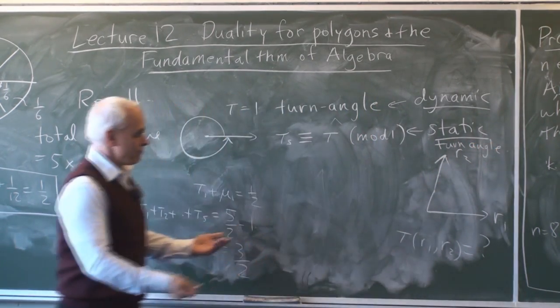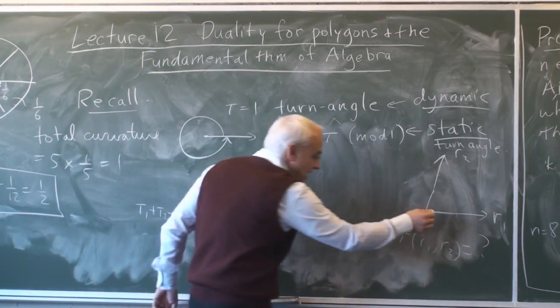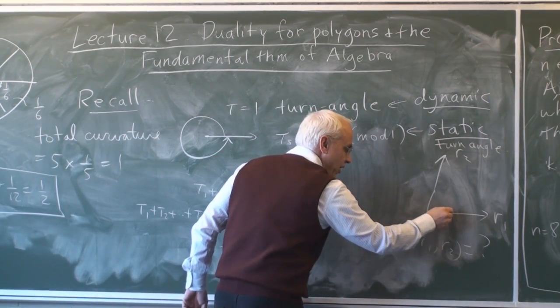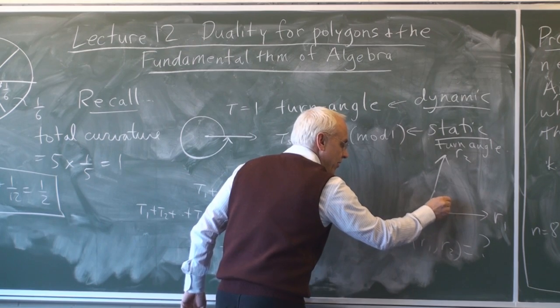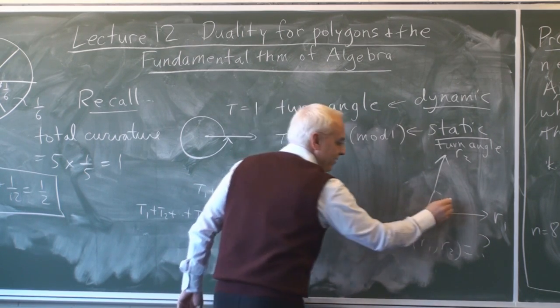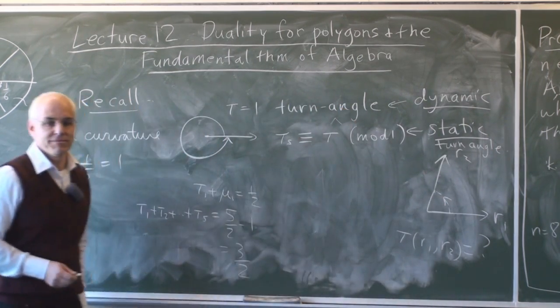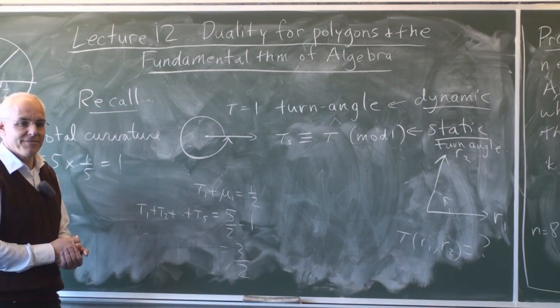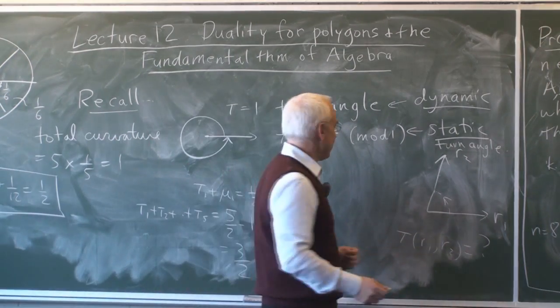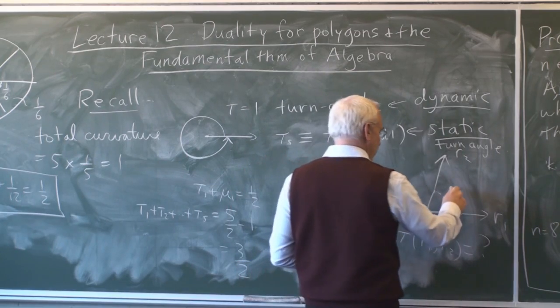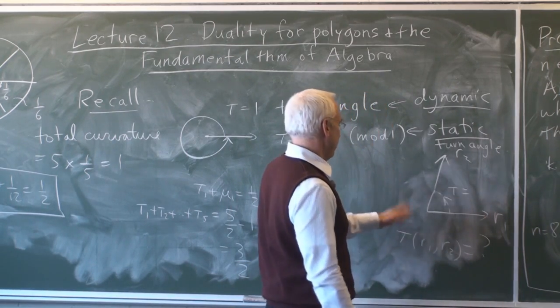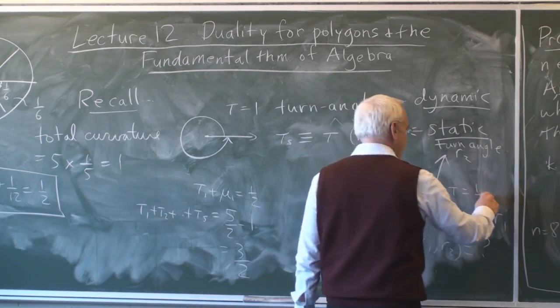And how might we represent that? Well, to distinguish it from the turn angle, instead of drawing a solid arc, we could maybe draw a dotted arc and still put a little arrow. That's just one possible suggestion. Okay? So this might be a static turn angle of tau equals maybe a fifth.